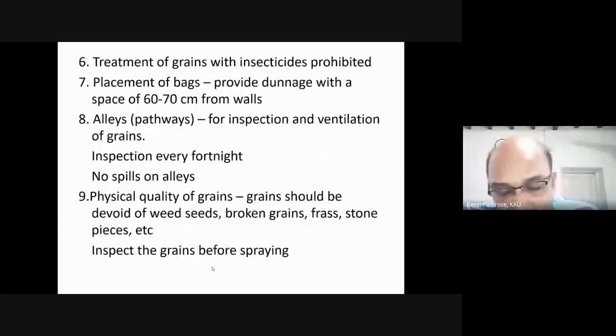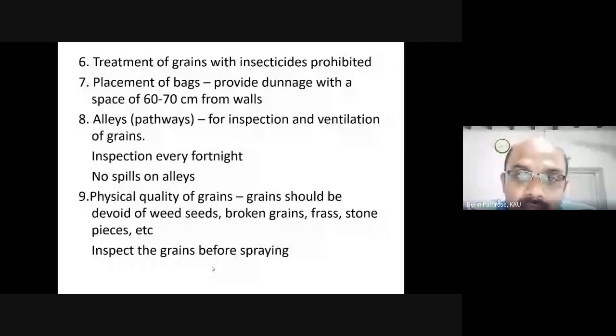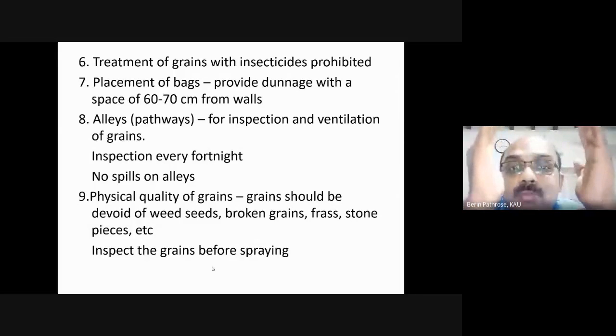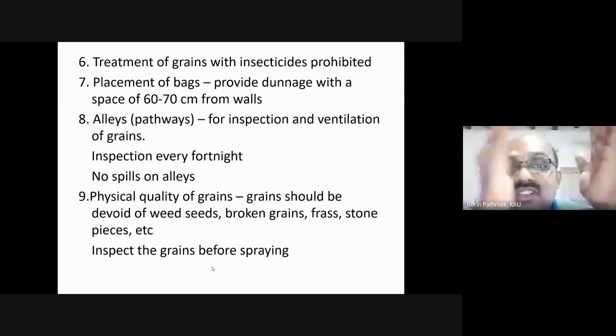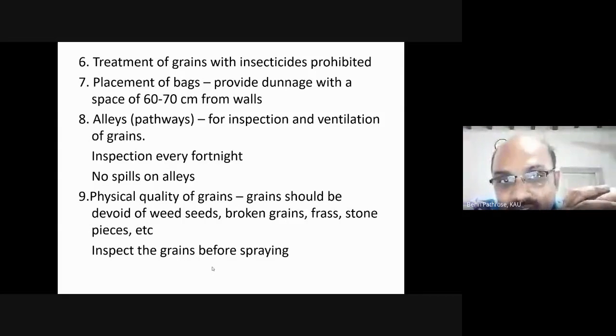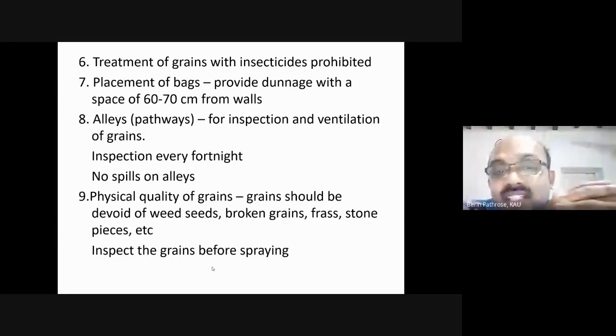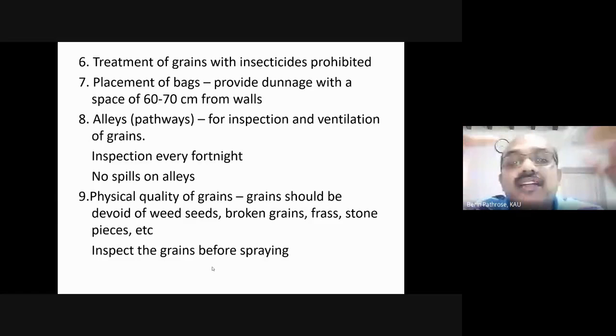Next, as discussed several times, we are not permitted to mix insecticides with grain, only with seeds we can. And whenever we are keeping the bags in the godown, provide dunnage. You know what a dunnage is. Whenever we are stacking, it should be at a proper spacing from the walls and between different stacks. We should leave a gap of 60 to 70 centimeter from the walls as well as from the neighboring stack. It will provide aeration and help us to have a thorough inspection of each stack, as we discussed earlier.